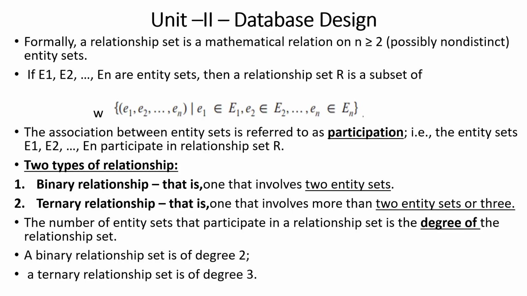We have two types of relationship, that is binary relationship and ternary relationship. A binary relationship involves two entity sets. In the case of a ternary relationship, it involves more than two entities. By having the ternary and binary relationship, we can define the degree of relationship.